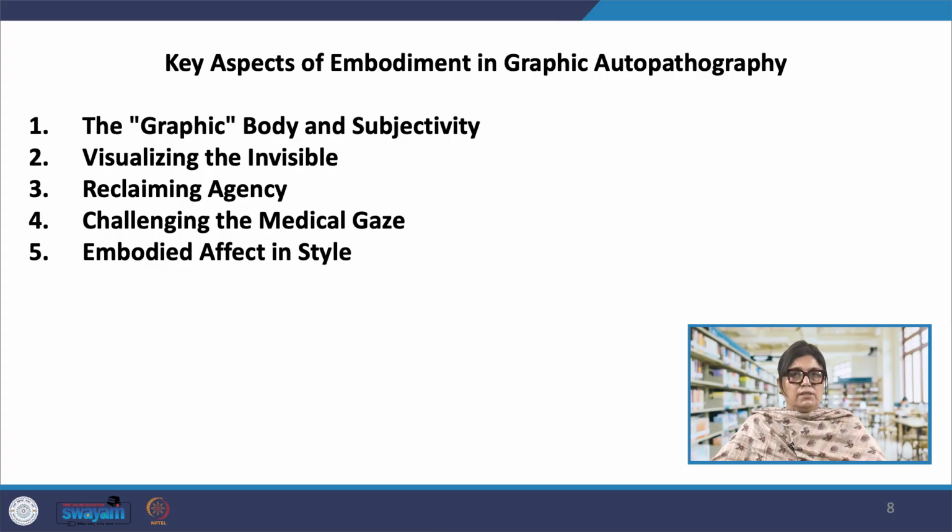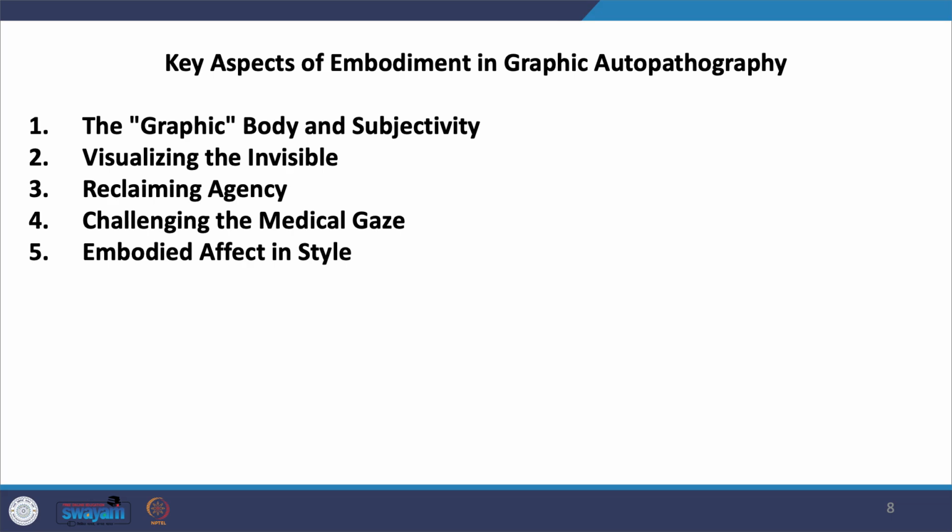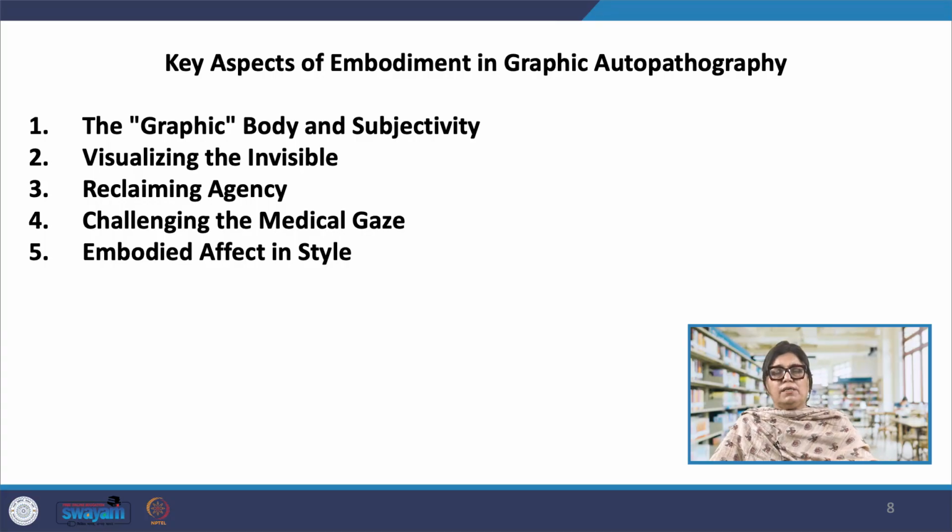Third is reclaiming agency by creating a self portrait that includes the body in crisis. Authors reclaim agency and redefine their identity, challenging the victim narrative in medical settings. Challenging the medical gaze. These works often counter the sterile clinical view of the body in pathography by focusing on the mundane, messy, and emotional aspects of being ill. Embodied affect in style. The artistic style, whether chaotic, simplistic, or visceral, acts as a direct extension of the author's emotional and physical state.